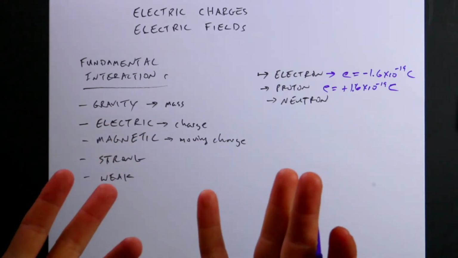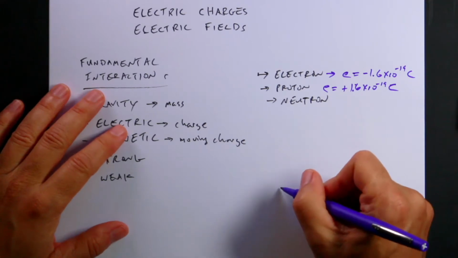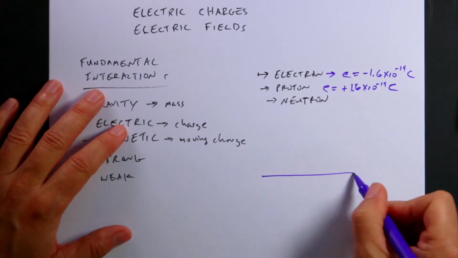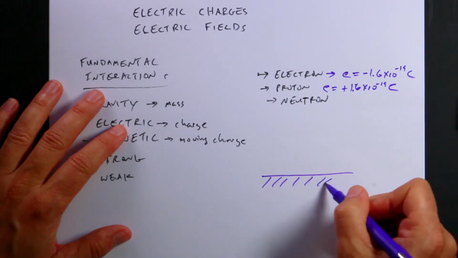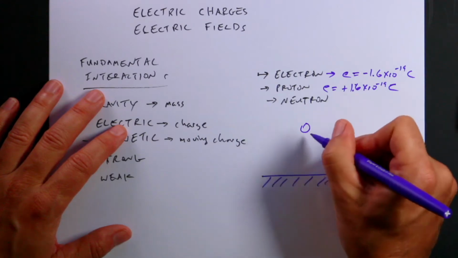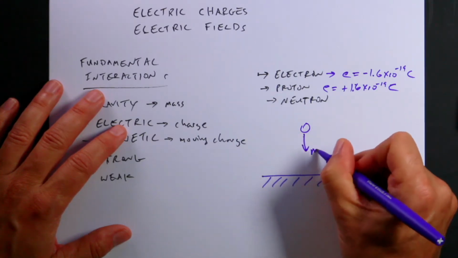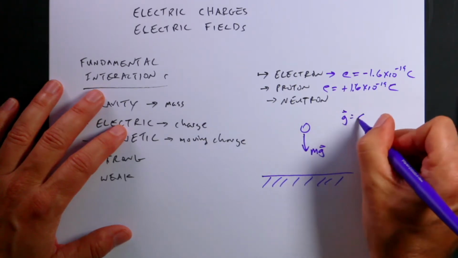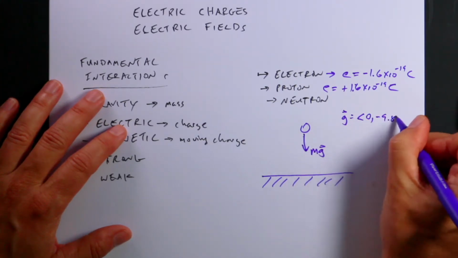Let's think back for a second to gravity, okay? Because I think that's a useful analogy. Let's say I have the Earth, and I have a mass right here. Well, what's the gravitational force on that? We say it's mg, where g is the vector. I'll write it in my favorite notation like this.